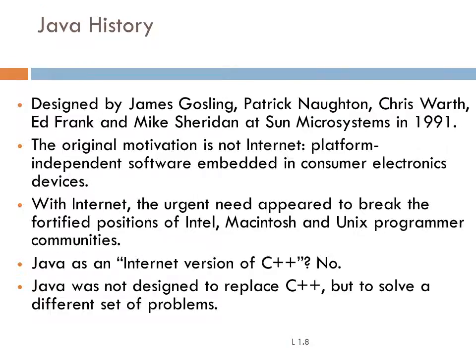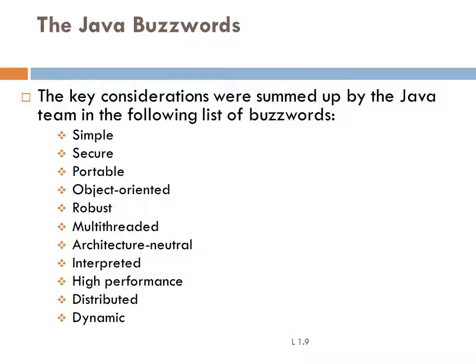James Gosling and his team developed the Java language in the year 1991. The original motivation for developing Java was not the internet, but to develop a language which is platform independent. That is the main reason for developing Java. With the internet, the urgent need was for platform independent applications that can run on the internet. Java is not a replacement for C++, but the Java language solves other problems.